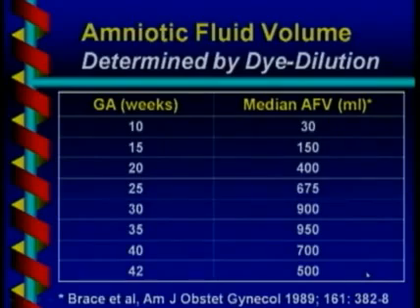with dye dilution to get the actual median or average amniotic fluid volume at different stages of pregnancy. It's maximum in the late third trimester, where it hits almost 1,000 cc's median and then begins to drop off a little bit.